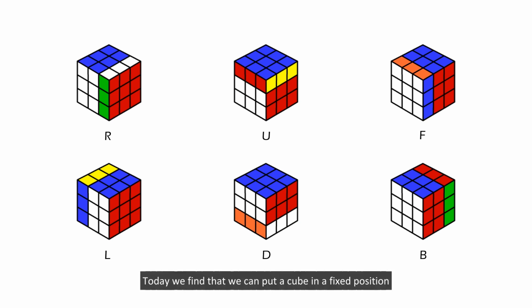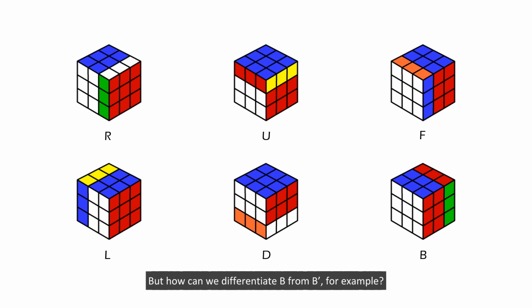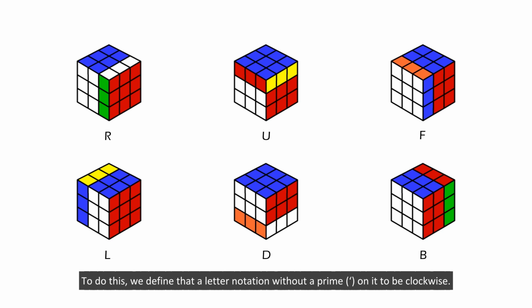Today we find that we can put a cube in a fixed position and conduct six kinds of operations on it, namely R for right, U for up, F for front, L for left, D for down, and B for back. Of course, there are R prime, B prime, and all the other reverse actions of the six basic operations, but how can we differentiate B from B prime, for example? To do this, we define that a letter notation without a prime is clockwise.